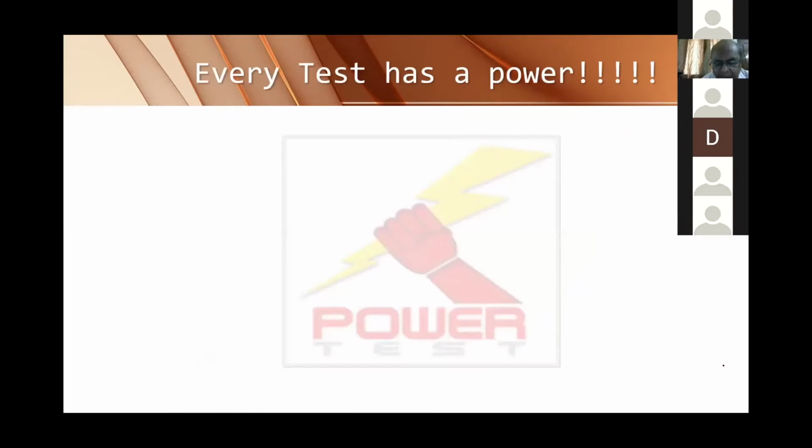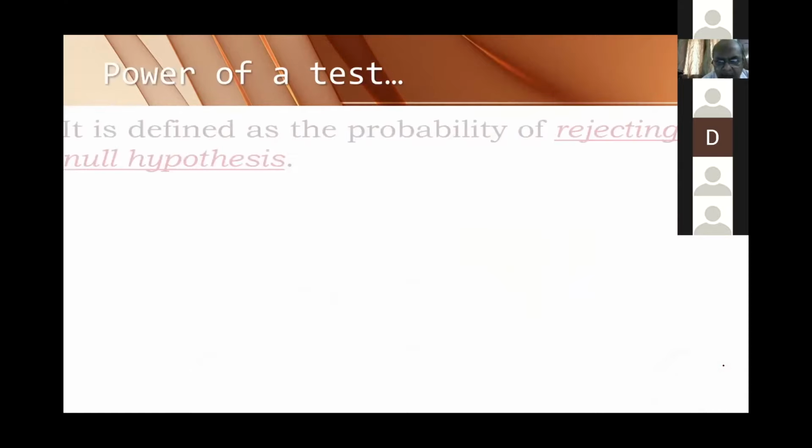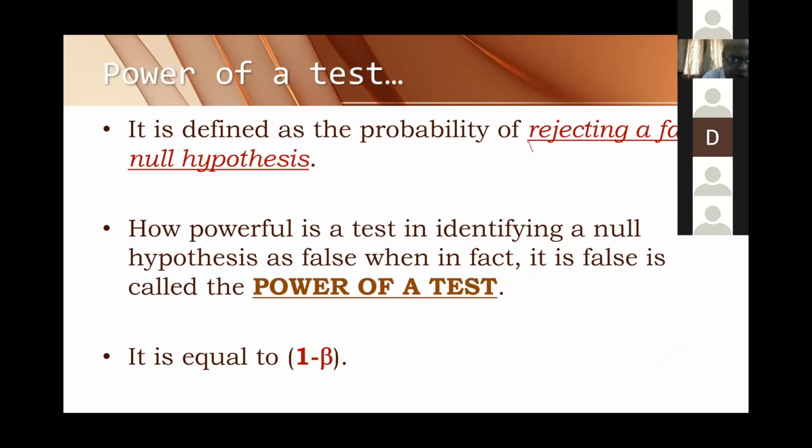Every test has a power, so also understand the concept of a power. The probability of rejecting a false null hypothesis is called the power of a test, and that is represented by 1 minus beta, where beta is my type 2 error.